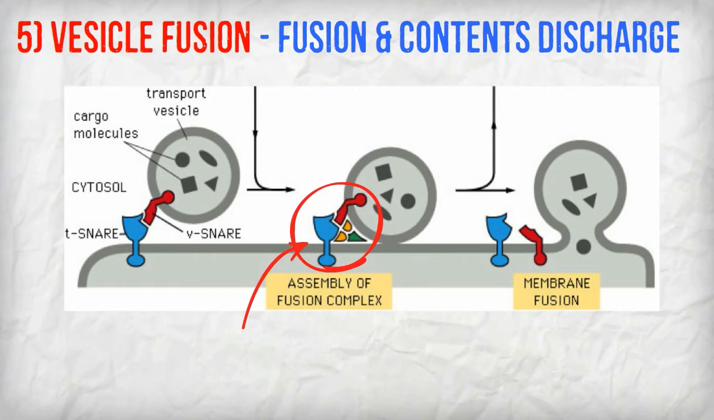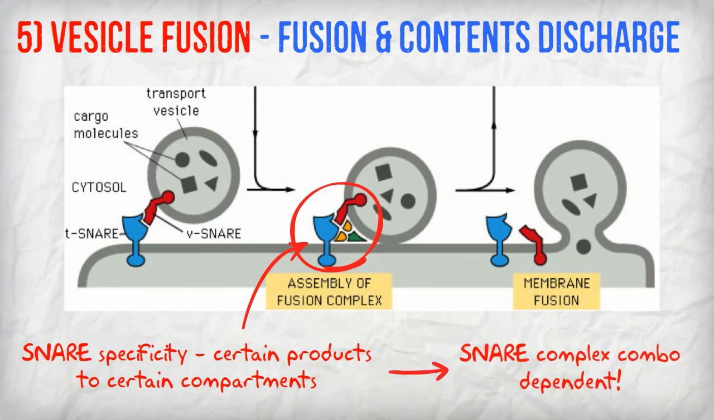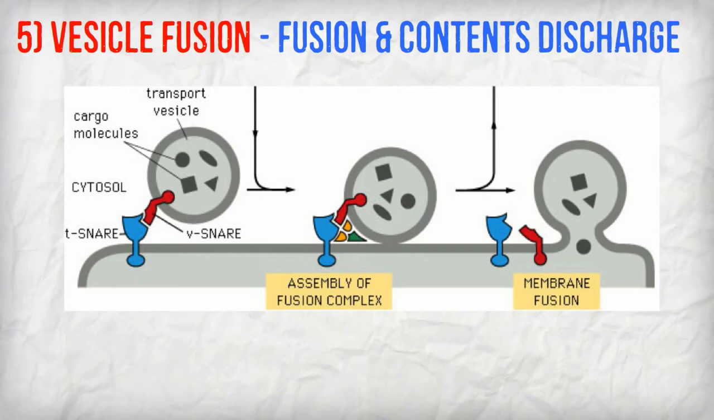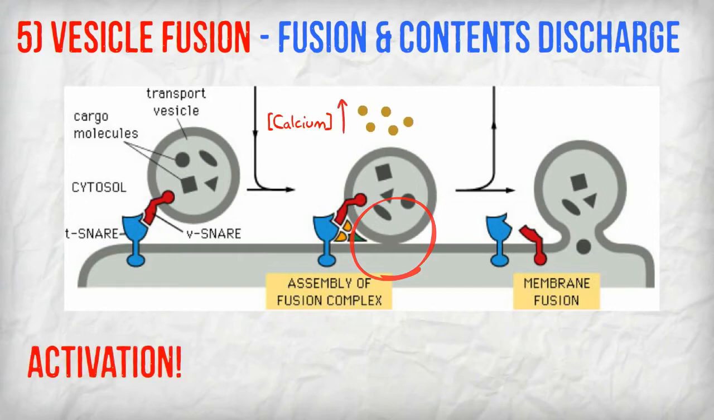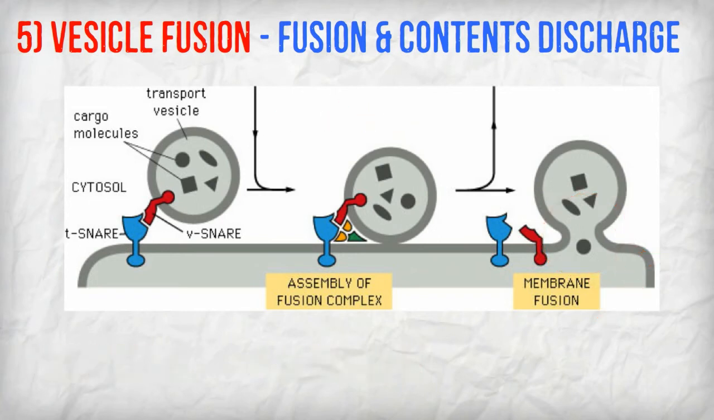SNARE proteins are specific to the vesicle, enabling certain products to be moved to selected compartments, different combinations of V and T complexes being responsible for targeting different vesicle compartment interactions. Once fused, the vesicle remains docked at the membrane in a state of inactivation until receiving a calcium-mediated activation signal discharging its content. While the lipid bilayers are fused, the SNAREs from each membrane become part of the same membrane.